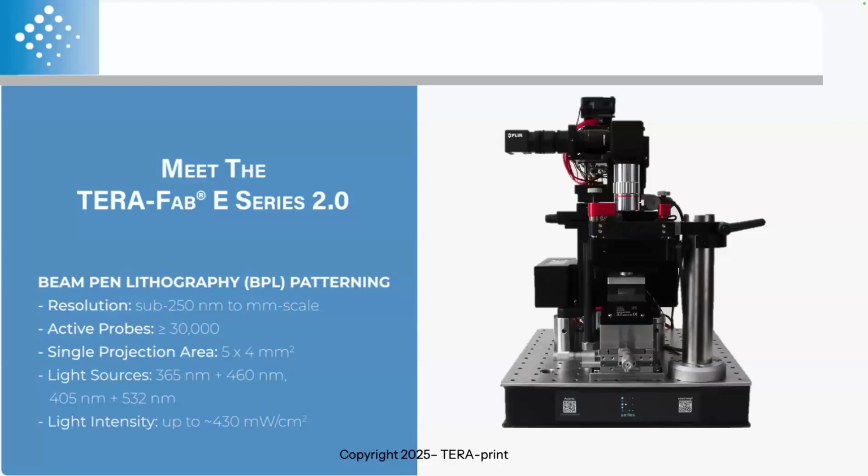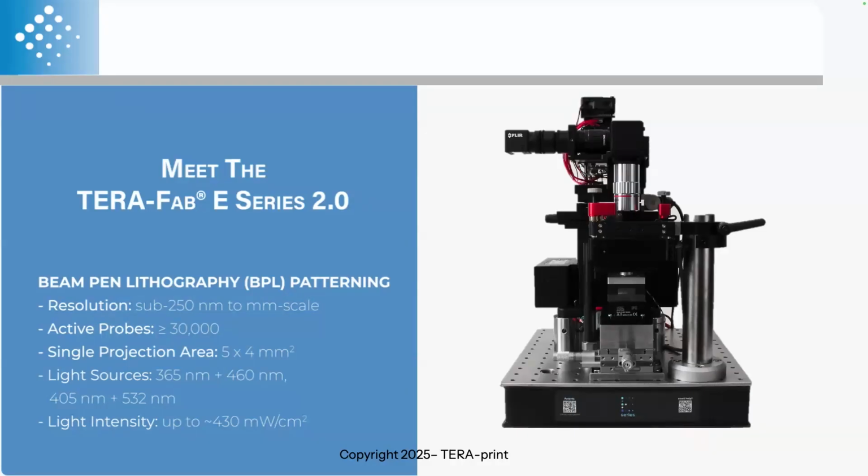So right now, let's officially meet the TerraFab E series. This is a tool at your facility. What makes this system powerful is its high throughput nanopatterning enabled by the active probes. There are more than 30,000 individually addressable pens, each capable of guiding light down to the nanoscale.